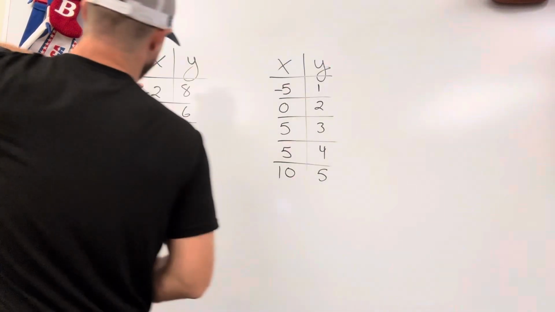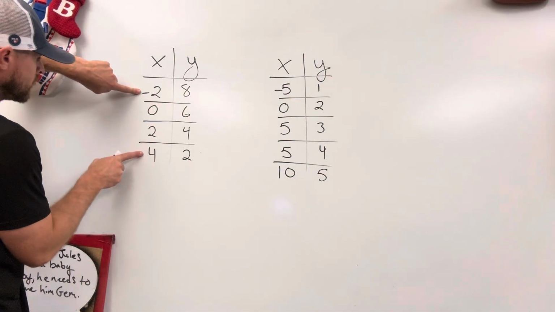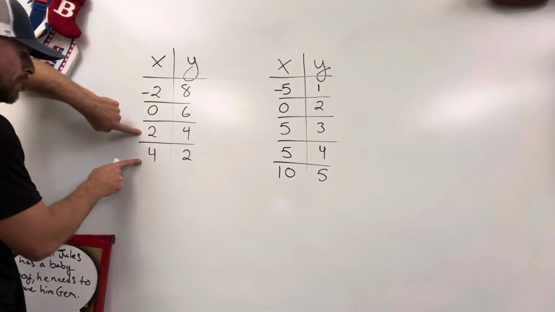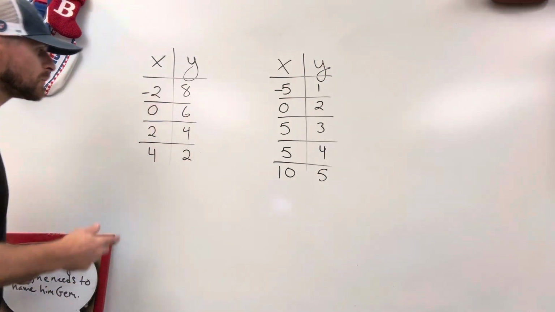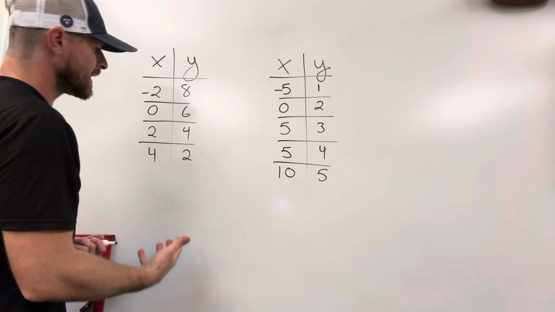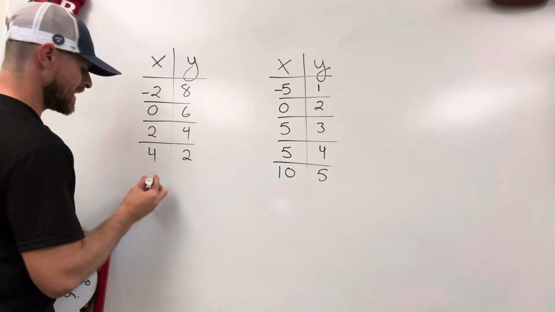So do I see a repeated value? I go -2. Does -2 pop up again? No, it does not. Does 0 pop up again? No, it does not. Does 2 pop up again? No, it does not. And 4 is only up there one time. So if you look at this table, we have no repeated X values. That is almost automatically going to guarantee that this is a function and this one over here is not.